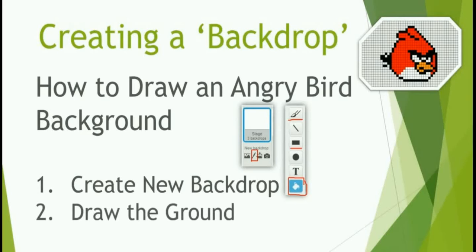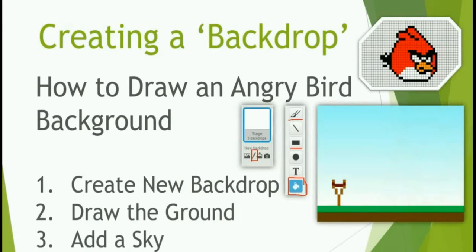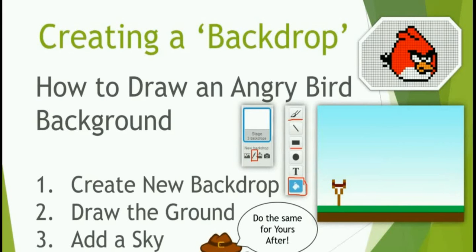So the first thing you get to do then is draw the ground, I suppose. When the Angry Bird touches the ground, we'll need to be able to say the game is over once he touches the ground. And we'll need to add a sky as well, just to make the background look a little bit more interesting. So maybe something that looks a little bit like this. And don't be afraid to do the same for your project after the lesson. So keep watching with me and we'll have a bit of fun doing it now.